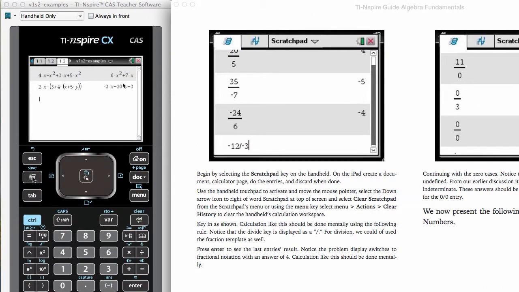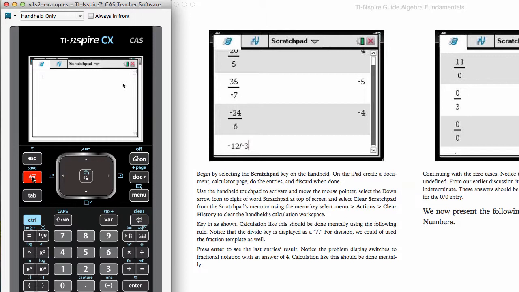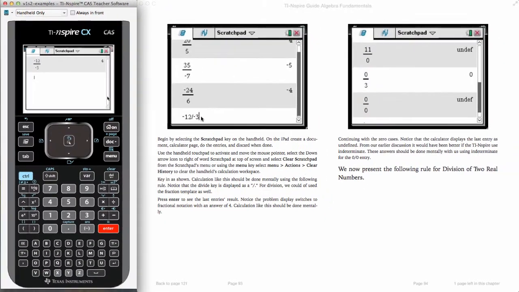So if we click on the scratch pad and we put in negative 12 divided by negative 3, we see that the answer turns out to be positive 4, and it switches it over to the fractional form, even though we input it in a single entry line.